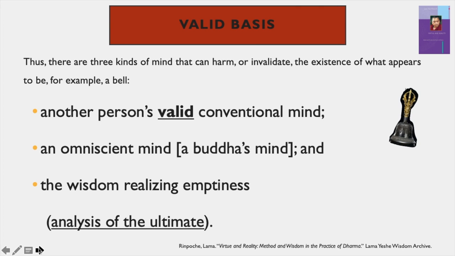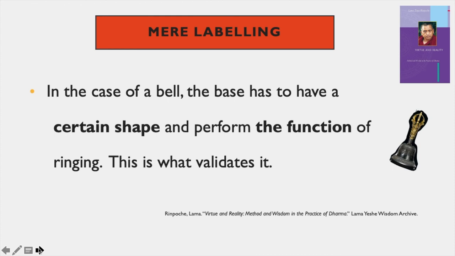There are three kinds of mind that can harm or invalidate the existence of what appears to be, for example, a bell. So a valid basis has to be in accordance with another person's valid conventional mind. Be in accordance with an omniscient mind. Be in accordance with the wisdom realizing emptiness under analysis of the ultimate. Mere labeling refers to the function, the shape, the ability, basically worldly convention.